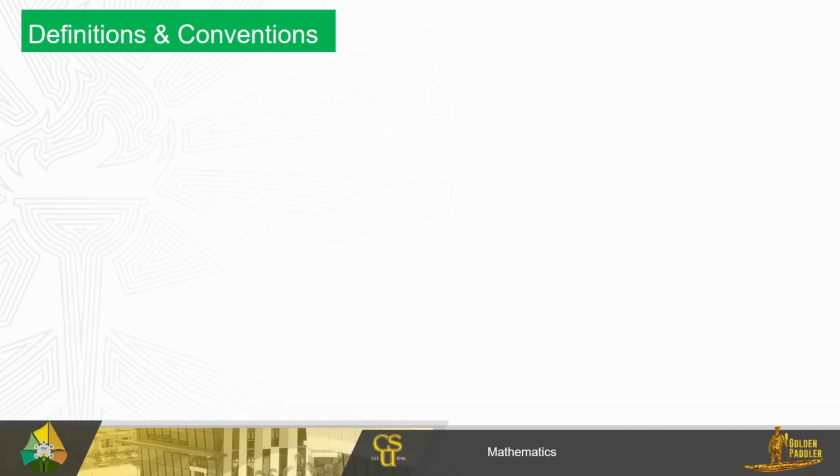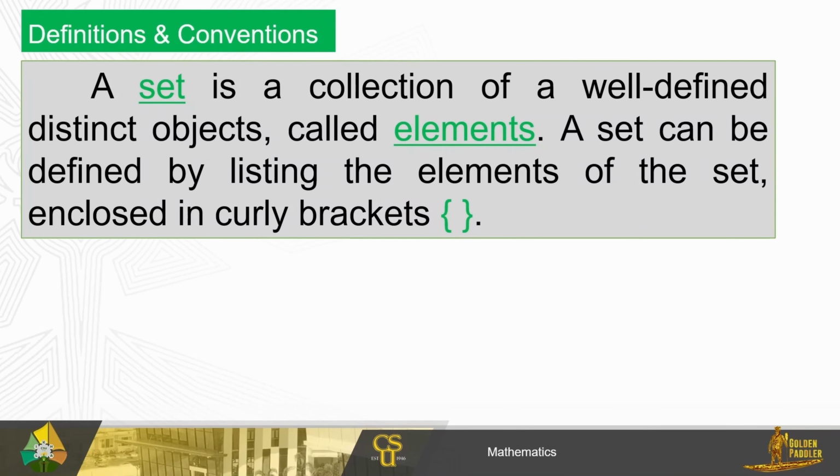Now let's define properly what is a set. A set is a collection of well-defined, distinct objects called the elements. What do we mean by well-defined? It means that your answer must be the same as the rest of your classmates or the rest of the people. And the elements are again the objects in the set.